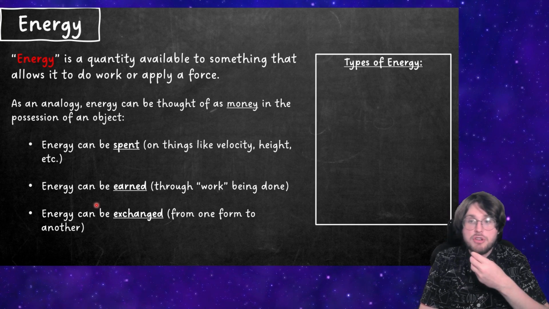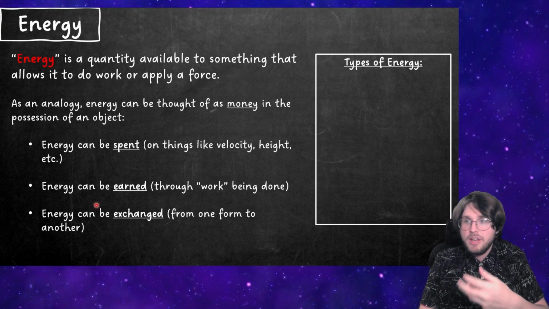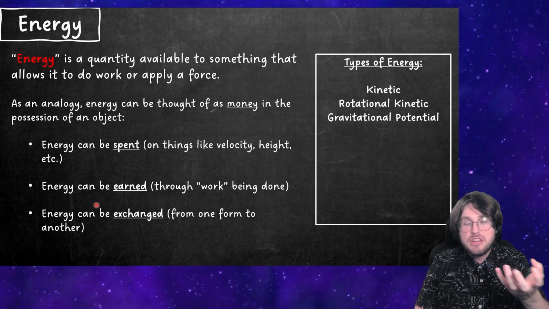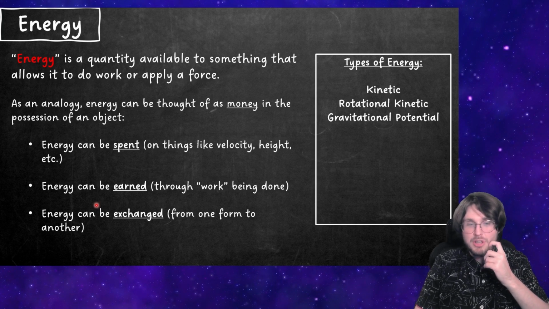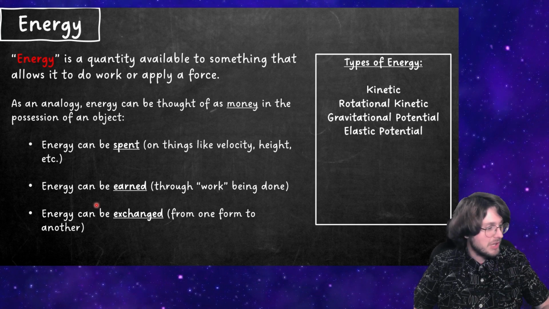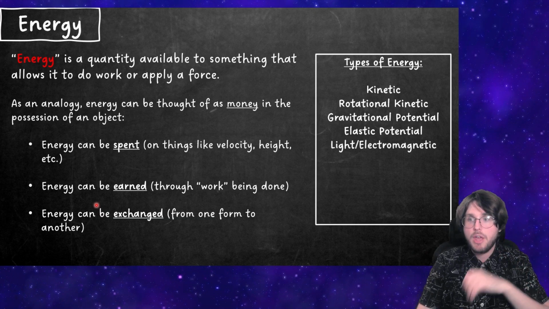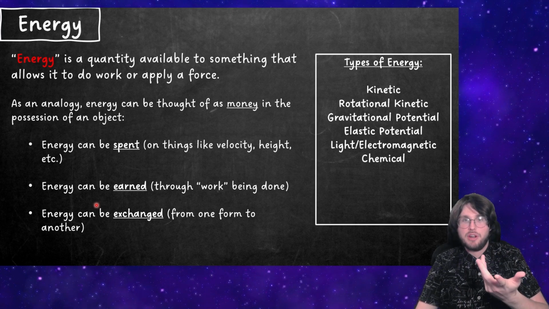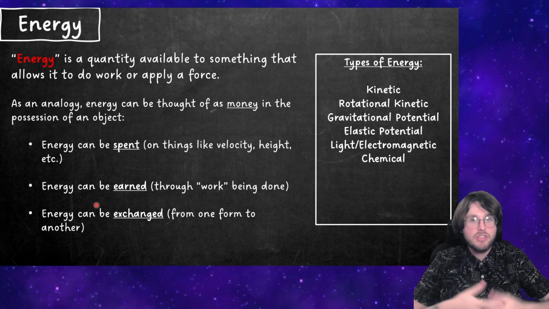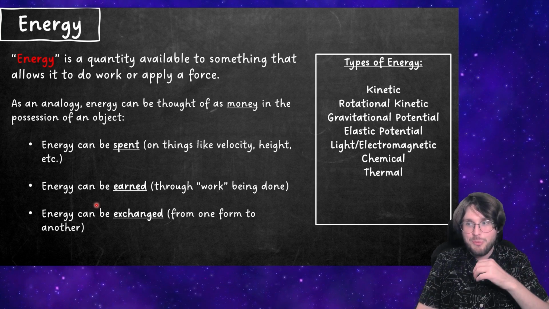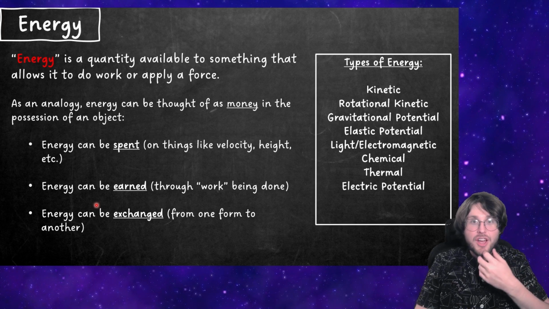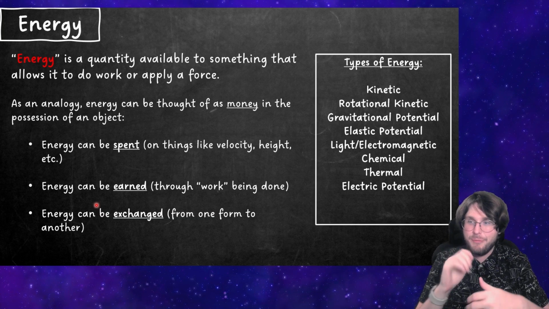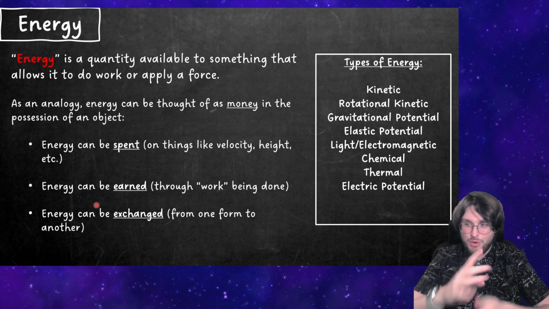And there are lots of different types of energy that you could exchange or spend or earn. We've got kinetic energy, rotational kinetic energy, where things are spinning around. Gravitational potential energy, which may be familiar from a lot of different classes in the past. Elastic potential energy from stretching rubber bands or springs. Light and electromagnetic energy, which is quite literally everywhere around you all the time. Chemical energy, which generally is released in chemical reactions in the form of thermal energy, which is related to heat and temperature.